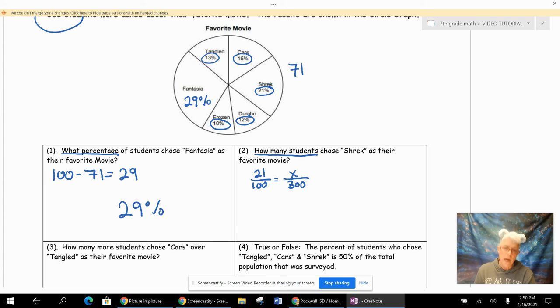If I look at the denominators 100 and 300, I can see that 100 times 3 is 300. So instead of cross multiplying and dividing, let's just multiply the top number by 3, and I get 63. So that's 63, not percent, students. Remember, we are looking for the number of students. So try to keep that straight.